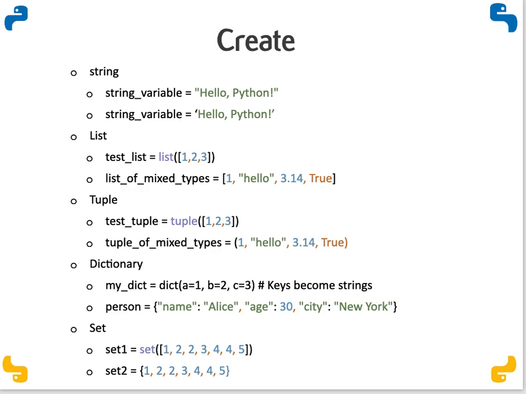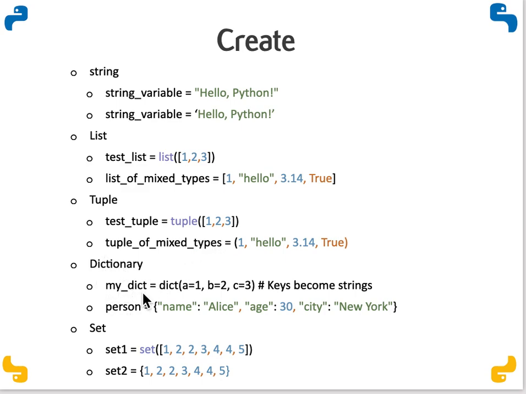And lists are flexible. You can even have a list containing different data types. Now for tuples, they are very similar to lists, but they are immutable. So that means once you create it, you can't change it. We use parentheses to create tuples. Just like lists, you can have mixed types in a tuple.